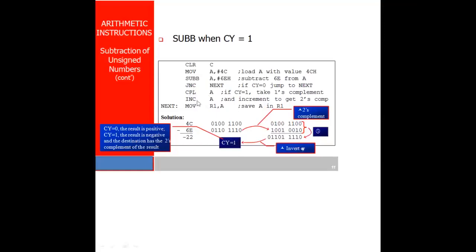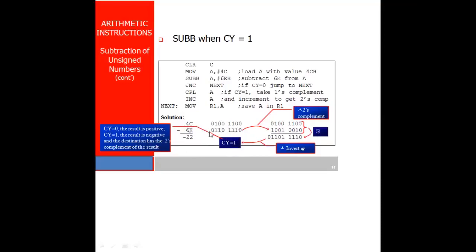So if it generates the carry, then I have to take the 1's complement, then I have to add 1 once to get the 2's complement, and then I shall get the negative number. Okay, so let us take one example. We shall consider this example, and we can explain why it works in this way: 4CH is this number, and this is the number 6CH.